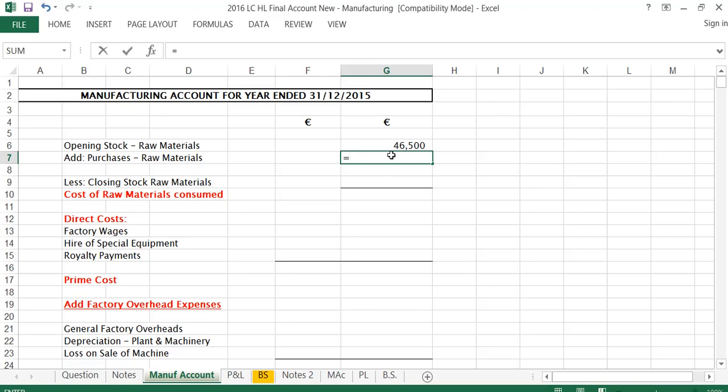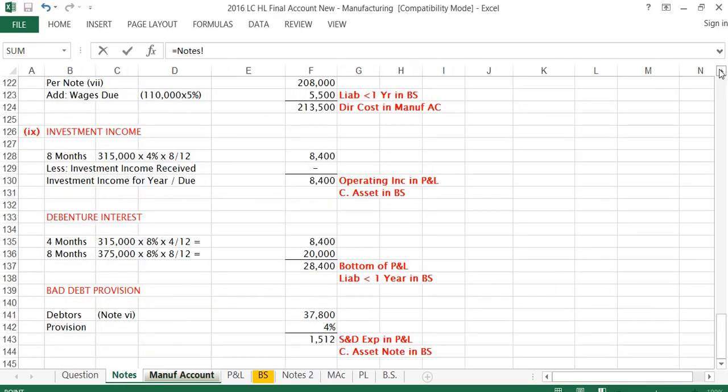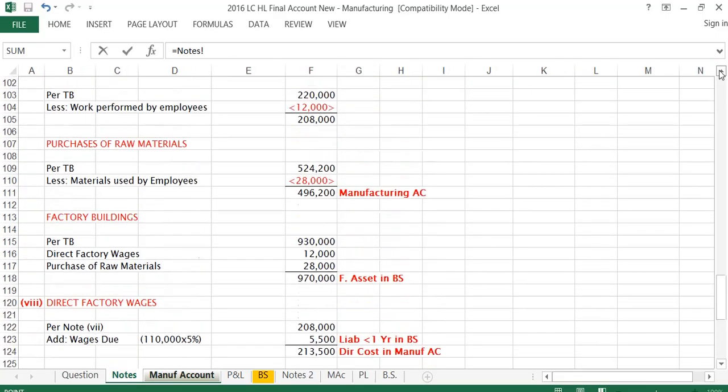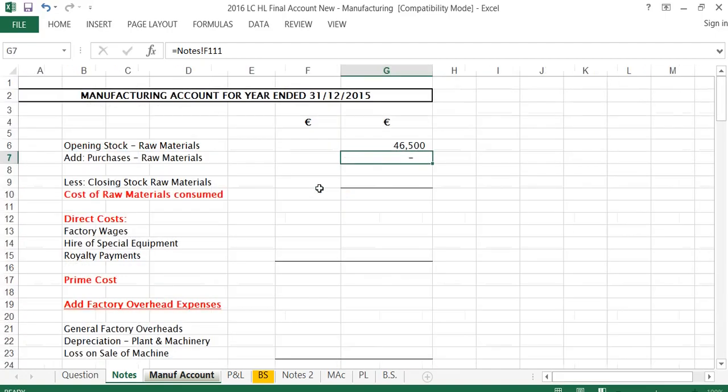Then we're going to have to add in the purchases of raw materials, which I'm taking from the notes. There's a change to purchases of raw materials. So the most up-to-date figure for purchases of raw materials is 496,200. So I'm going to add those, which gives me 542,700, and I'm going to take away the closing stock of raw materials, which is coming from note 1, 36,100. There's no change to that 36,100.